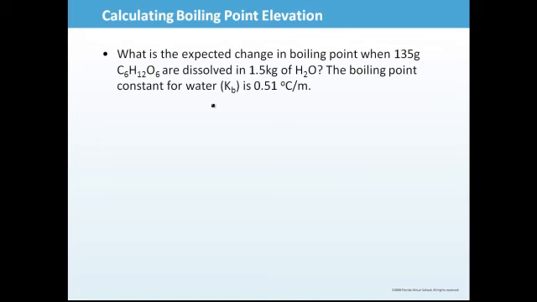All right, so calculating it. What is the expected change in boiling point when 135 grams of C6H12O6 sugar are dissolved in 1.5 kilograms of water? The boiling point constant for water, again, is 0.51 degrees Celsius per molal.